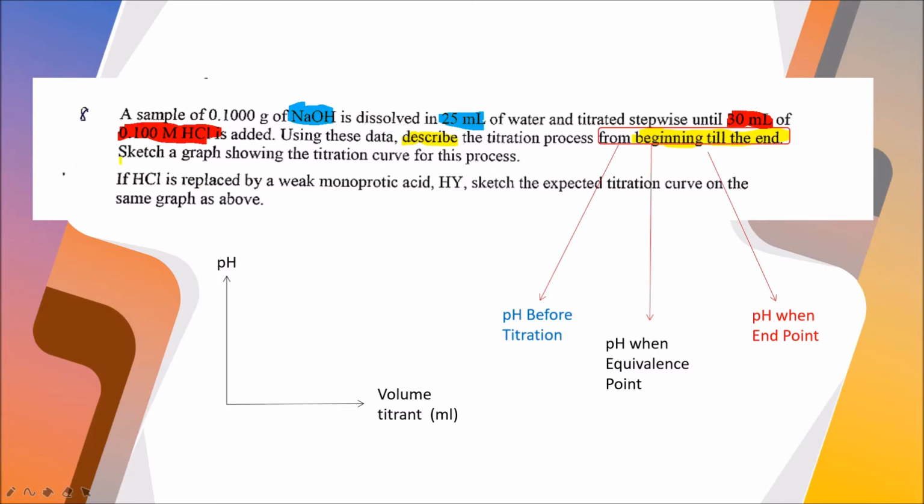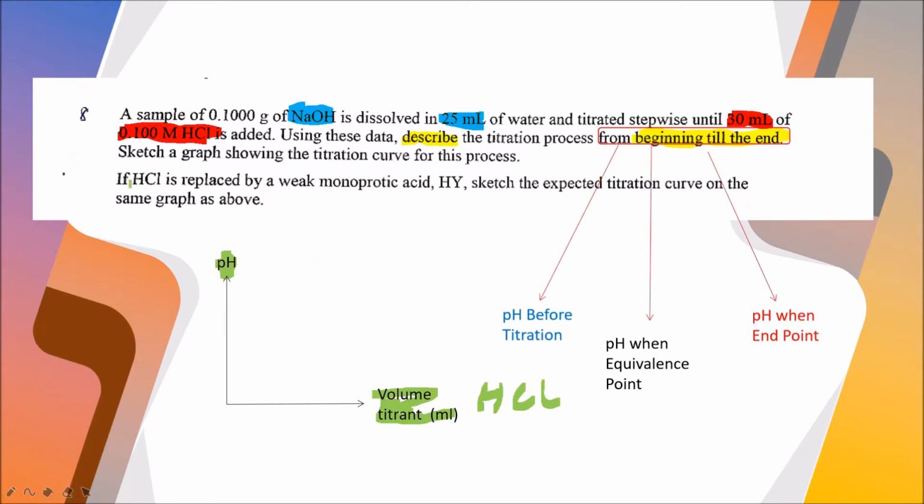And then part 2 of the question asks us to sketch a graph showing the titration curve. To draft the graph in your mind, the y-axis is pH and the x-axis is volume of titrant. In this case, the titrant used is HCl. So this is the graph.